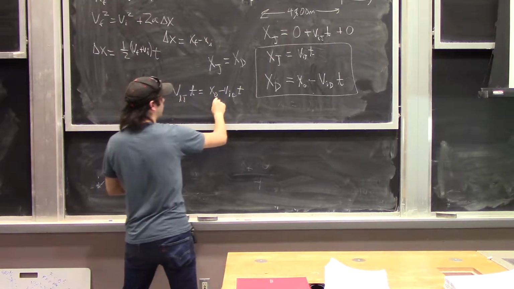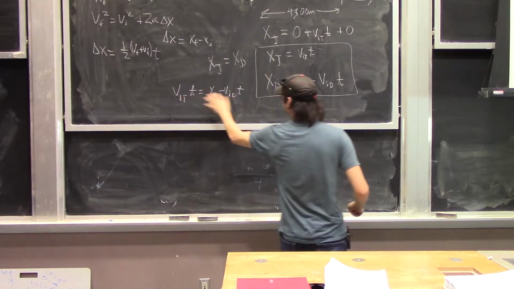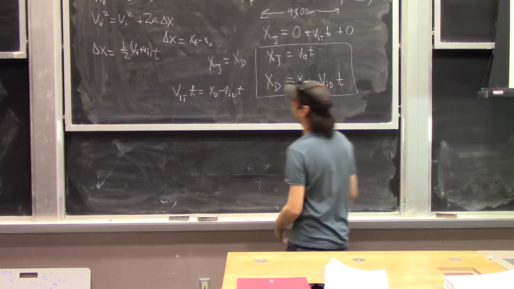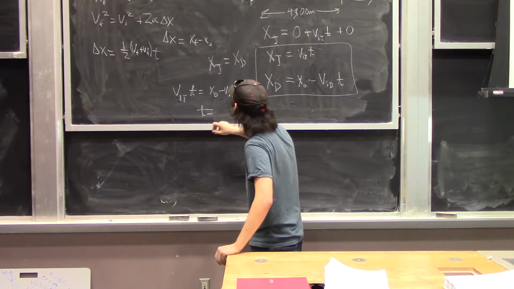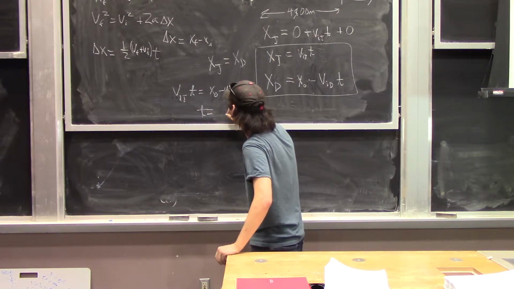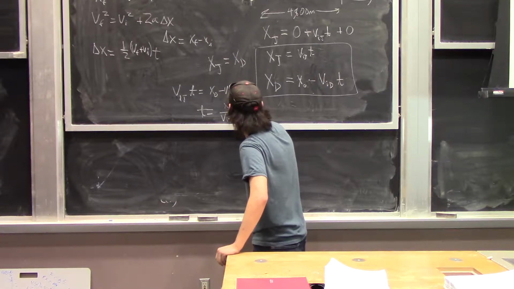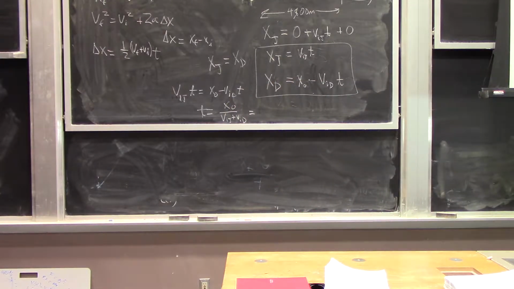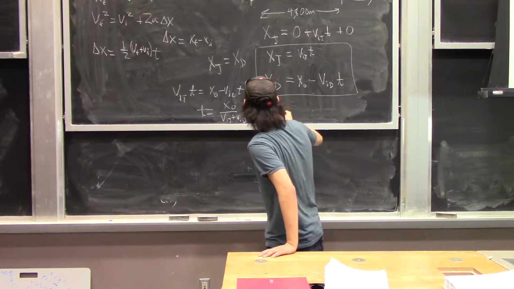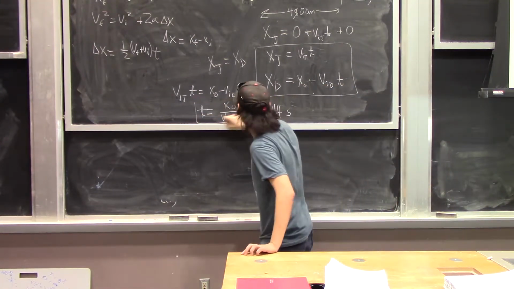And now when we look at this equation, the only unknown that we have is the time. We know the initial velocities, we know what this initial position is, we can solve this for time. We see that the time that it takes for them to meet is going to be equal to x0 divided by v I j plus v I d, which is equal to, I believe, somewhere around 944 seconds.